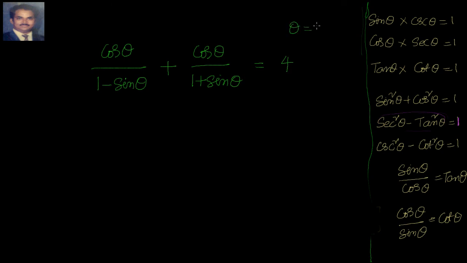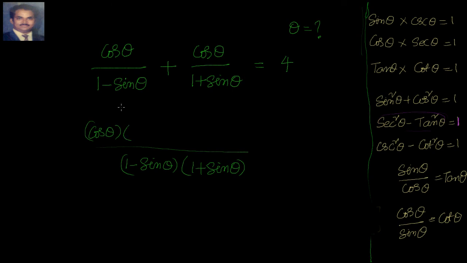Okay, so I will straightforward, without thinking, go for LCM. I will say 1 minus sin theta into 1 plus sin theta, and at the top I will write cos theta into, this cancels, this remains 1 plus sin theta. Similarly cos theta into 1 minus sin theta, which is given as equal to 4.